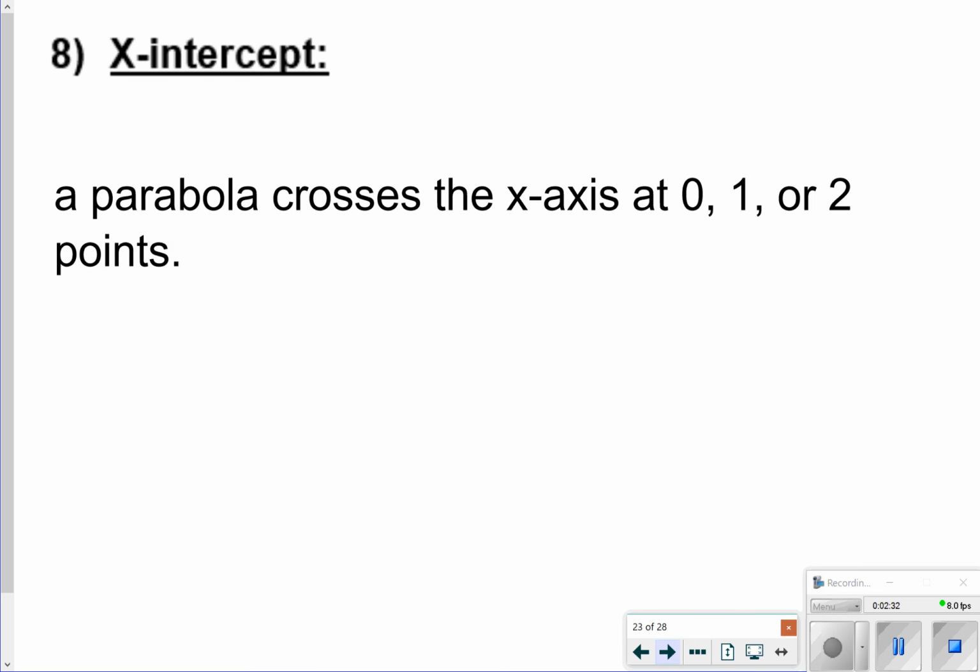The x-intercept can be seen on the graph. The parabola can cross the x-axis at either 0 points, 1 point, or sometimes even 2 points, just depending on how the graph looks. Again, let's go ahead and pause here so you can write down the x-intercept.